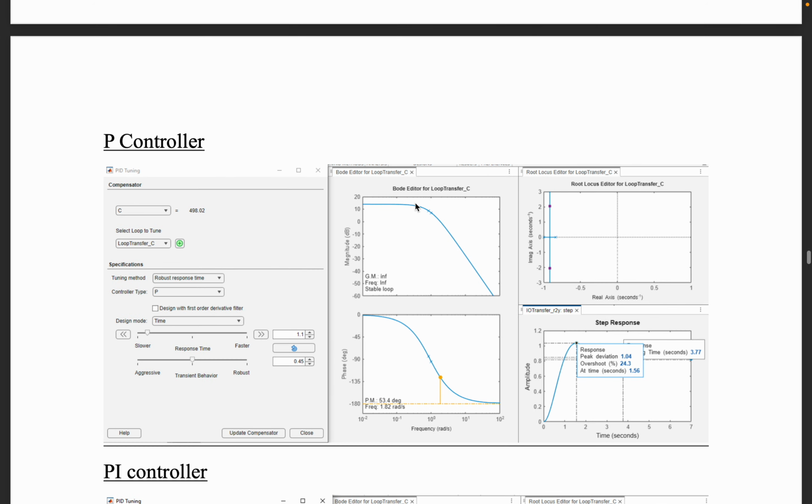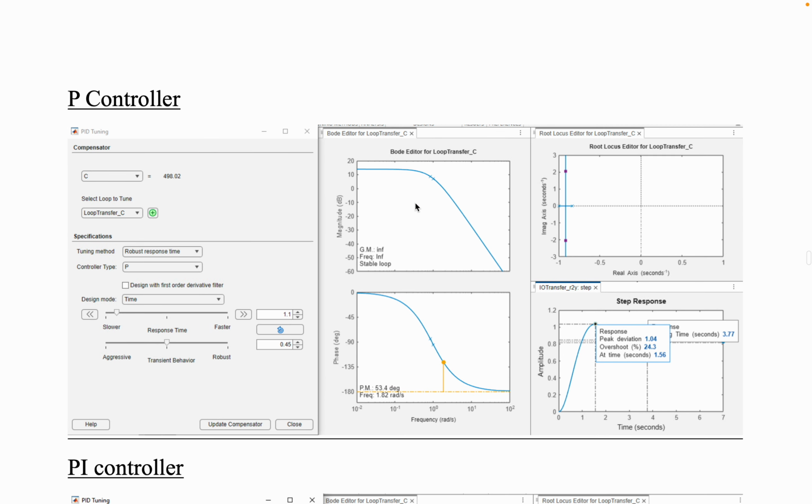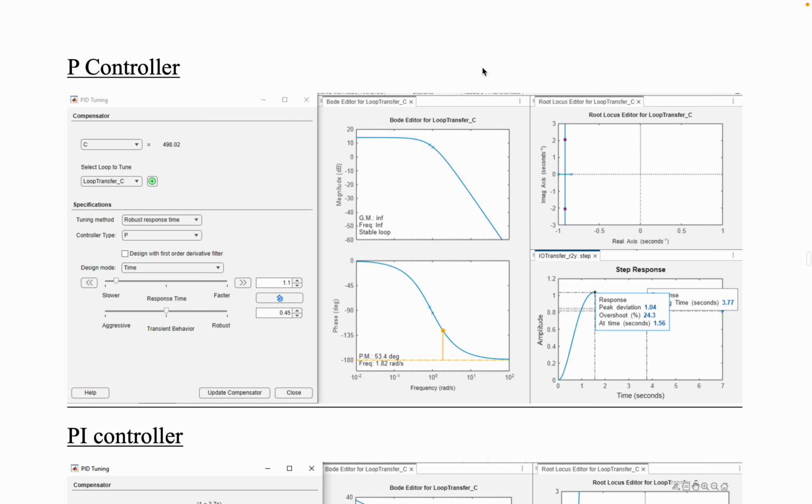For the P controller, in the step response, it made the motor faster, but there was still some steady state error. In the root locus, it slightly shifted the poles left, and for the Bode diagram, the controller gave small phase margin.